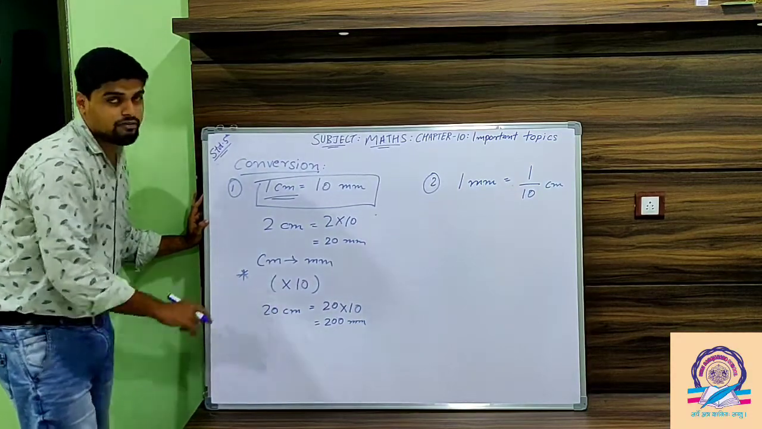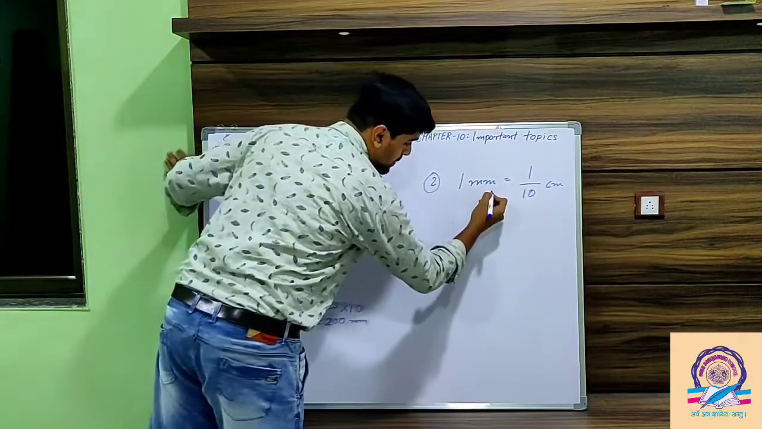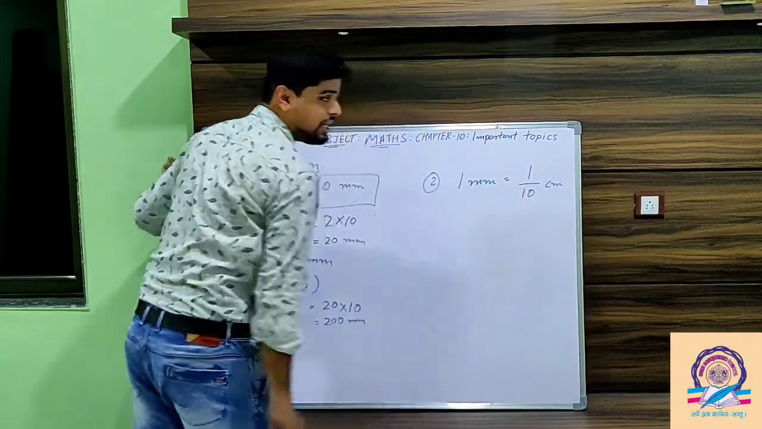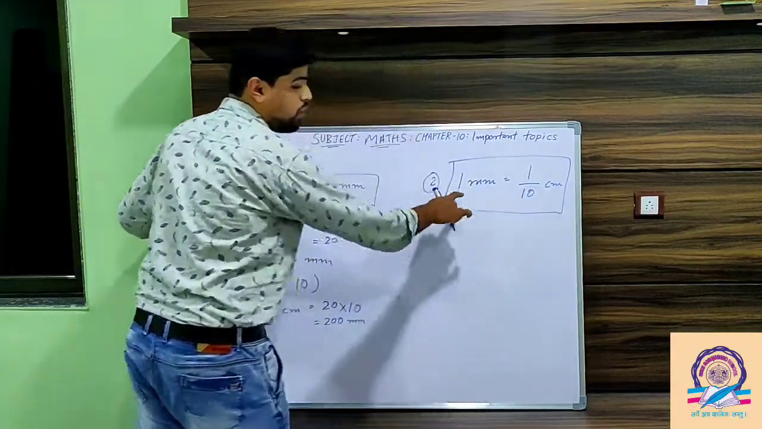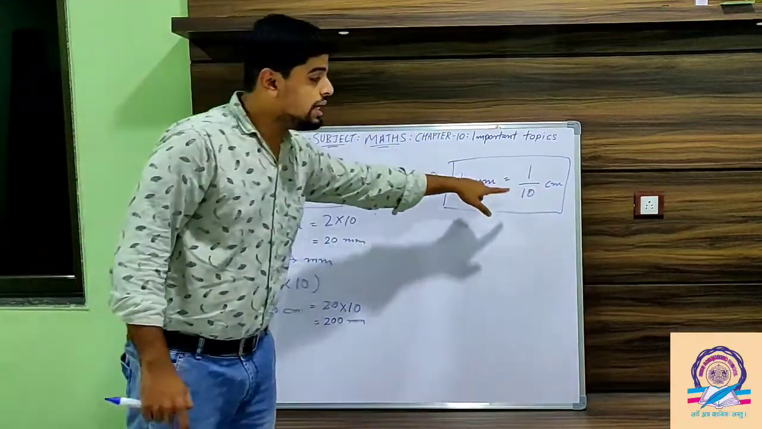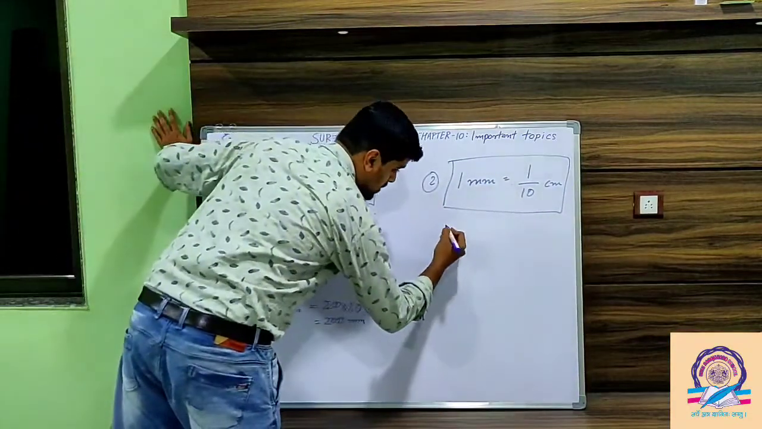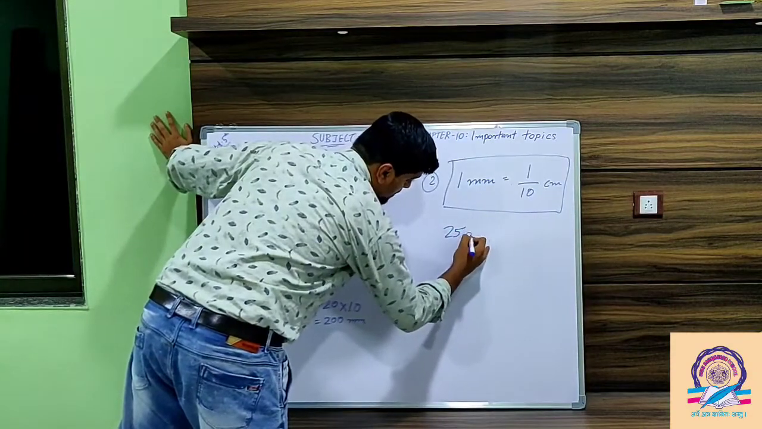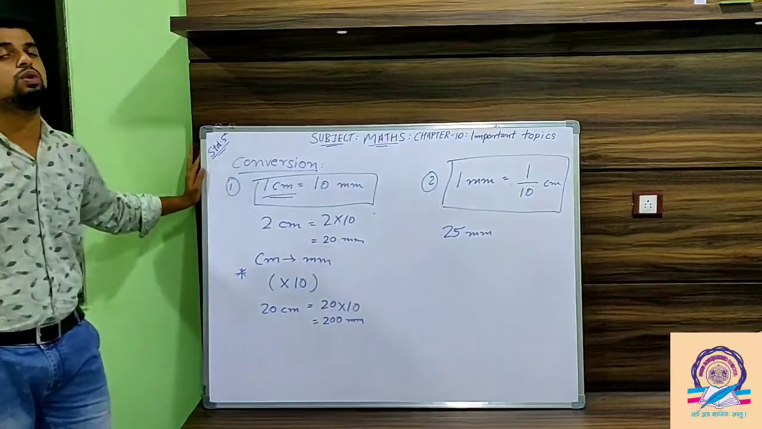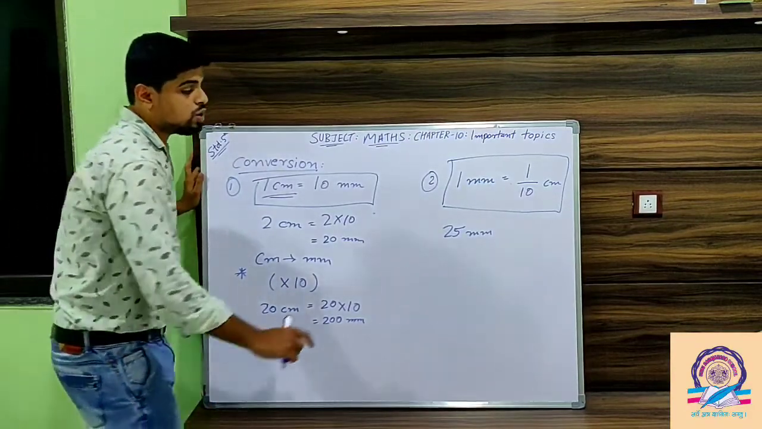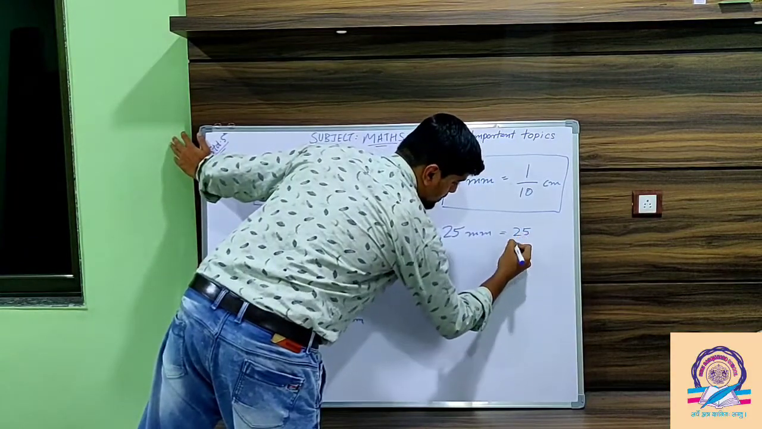Okay? In the same way, if vice versa is given, if you are given millimeter and you have to convert it into centimeter, you have to remember this conversion. 1 millimeter is 1/10 of a centimeter. What does it mean? If you are given 25 millimeter and you have to convert into centimeter, you have to divide this 25 by 10.